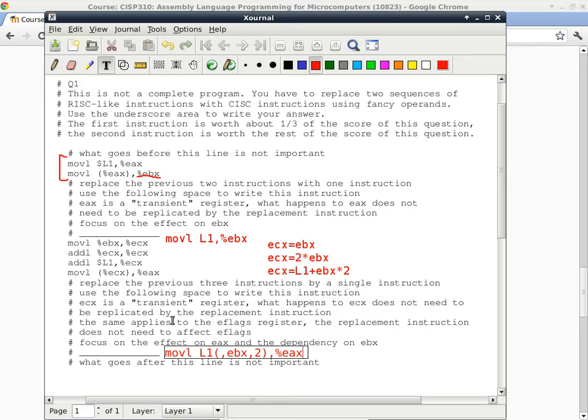You know what I mean? Like I only have the L1. I only write the L1 parenthesis, comma, EBX, and 2. That's it. Is that going to be okay? Well, the assembler probably won't take it, I know, so you will have partial credit in that case.